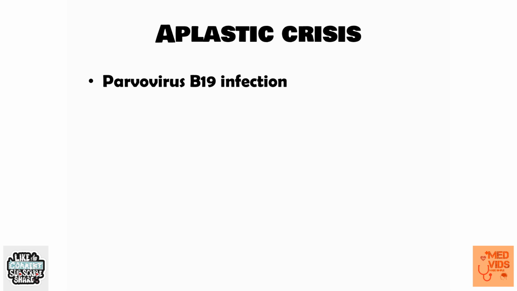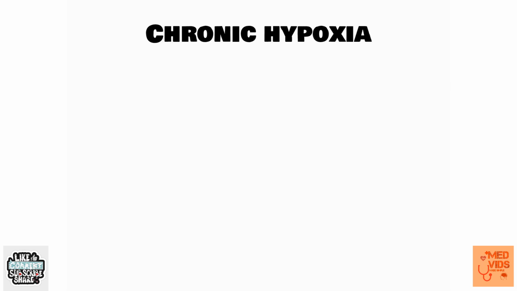And another crisis is called aplastic crisis. If patients with sickle cell anemia are infected with parvovirus B19 infection, they can develop aplastic anemia, which is decreased production of blood cells.